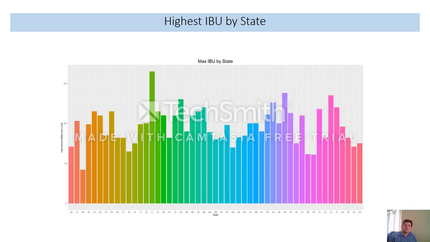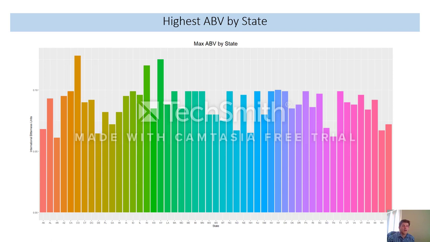After looking at the medians, we wanted to look at the highest. The highest IBU on the state level is Illinois with a value of 164.85, Oregon at 138, Virginia at 135, Massachusetts at 130, Ohio at 126. If we look at the highest ABV on the state level, we see Colorado has the highest at 12.8%, Kentucky at 12.5%, Indiana at 12%, and New York at 10%.